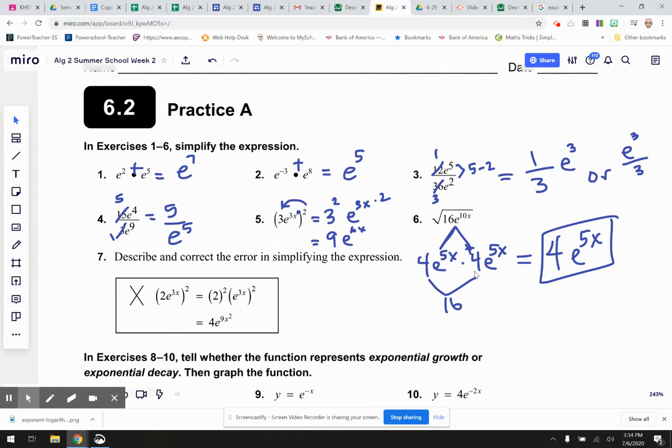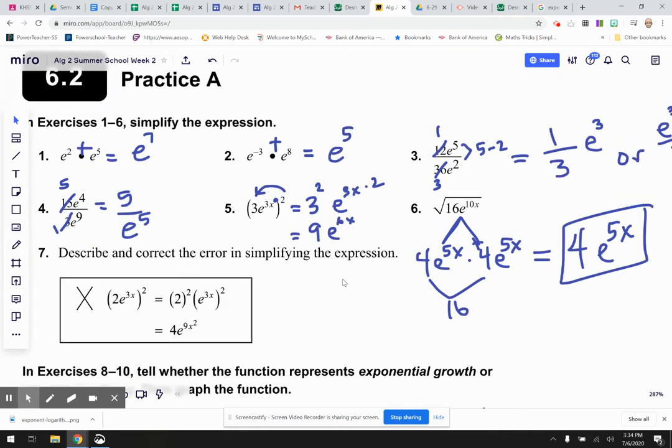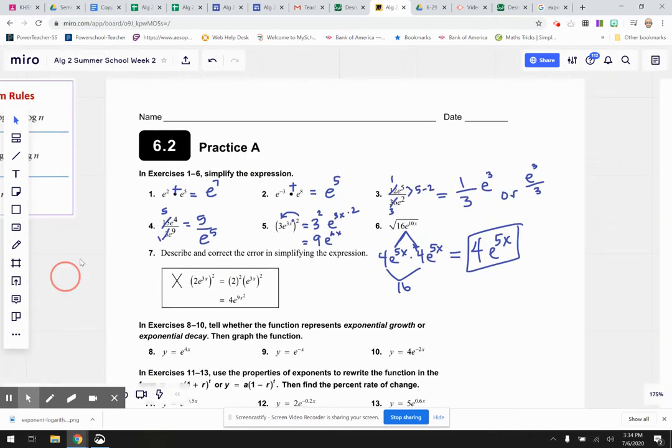So there's 1 through 6. Number 7, they're just asking you to describe the error. So let's zoom in a little bit more on that one.